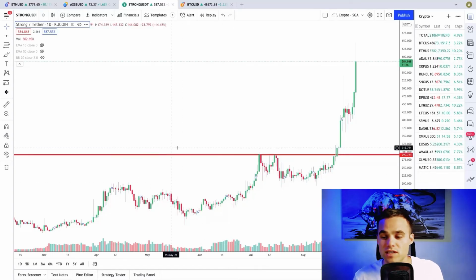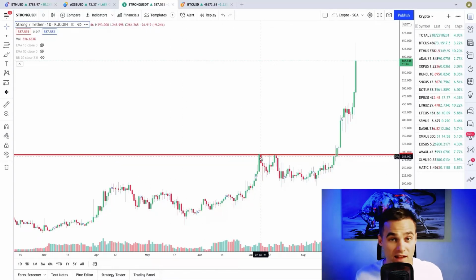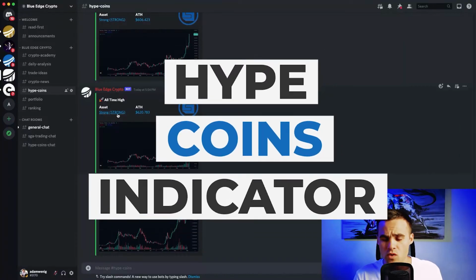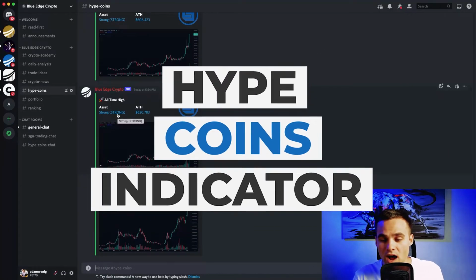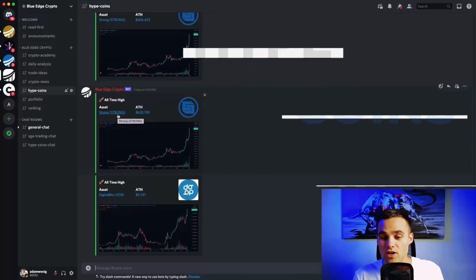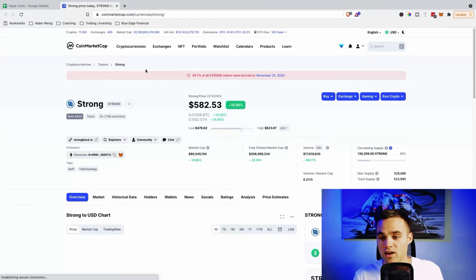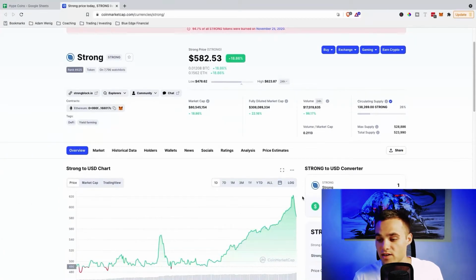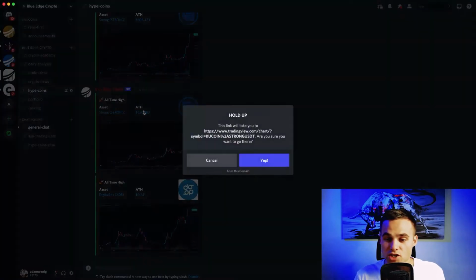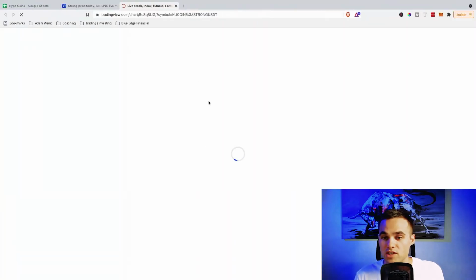Now, how do you do this? Well, it's kind of difficult. There's 11,000 different cryptocurrencies. So imagine tracking 11,000 different charts and finding out when an all-time high breaks. It's really, really difficult. So we built a really simple piece of code actually, which we call our hype coins indicator, which basically anytime it creates an all-time high, it sends you an alert right here. So you can just click on it here. Okay. You can see the price here and you can see what it's done recently, right? The other cool thing about it is you can actually just click right here and it'll take you directly to TradingView.